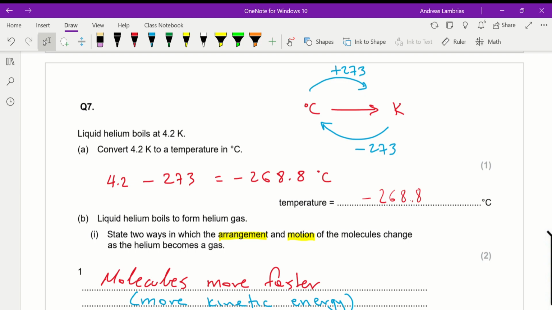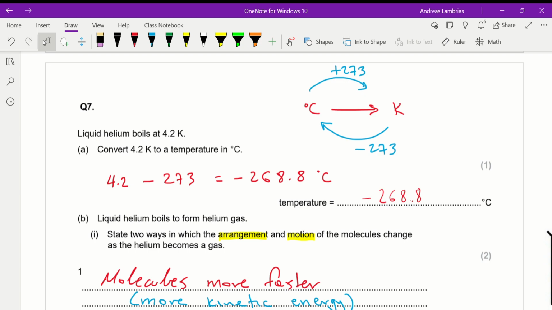This question is about the gas laws, specifically Charles' law, and it starts by asking us to convert Kelvin temperature to Celsius. So just a reminder that when we want to convert Celsius to Kelvin, we have to add 273. When we're going from C to K, alphabetically we're going up, so we add 273.